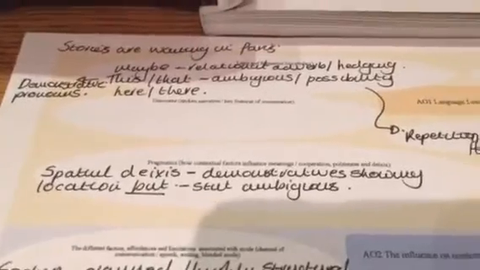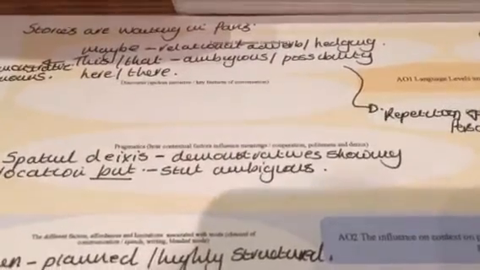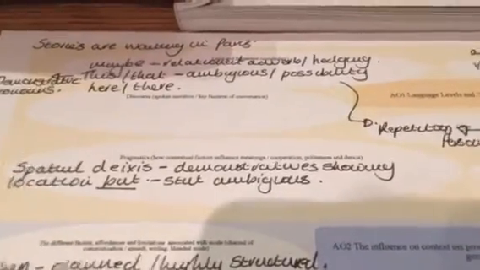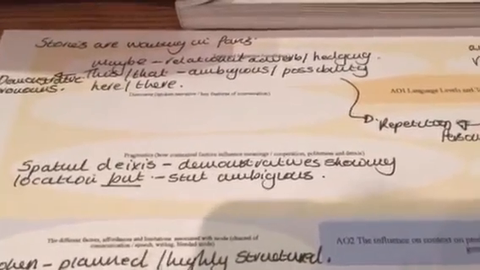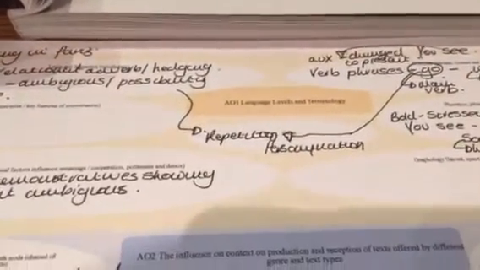However, there's still ambiguity around that. Although we know this, that, here, there are places in Paris, and that's where spatial deixis comes in, they are still ambiguous. Paris is a very big place. We're not being told exactly where we're being led to. Okay, so that's the language levels. I could have gone into a lot more detail, but I think you get the idea of how to do that for yourself.